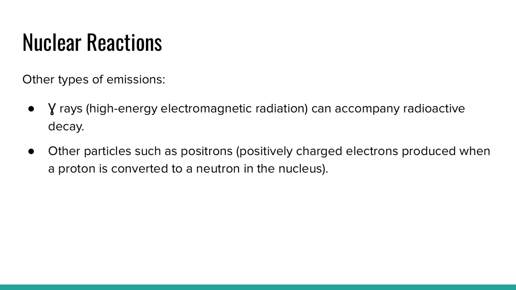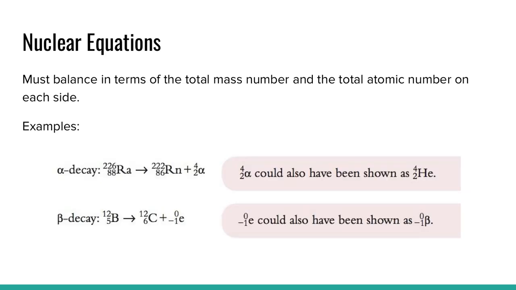There are other types of emissions as well. Gamma rays are high energy electromagnetic radiation that can accompany radioactive decay. And then there can also be other particles such as positrons, which are positively charged electrons. I know that sounds really weird, but they get produced when a proton is converted to a neutron in the nucleus. We're going to mainly focus on alpha and beta particles in this video, but just know that there are other types of emissions possible.